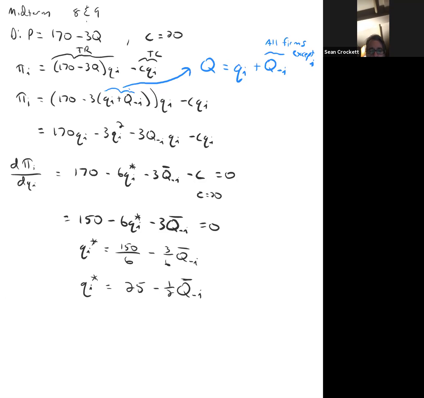So player I forms a belief about what the total quantity in the market is for everyone else but herself. She divides that by 2, subtracts it from 25, and that's her own best response. So the answer to number 8 is, well, if you're a monopolist, your belief about what everyone else in the market does is 0 because there is nobody else in the market. So your optimal quantity is 25 units.